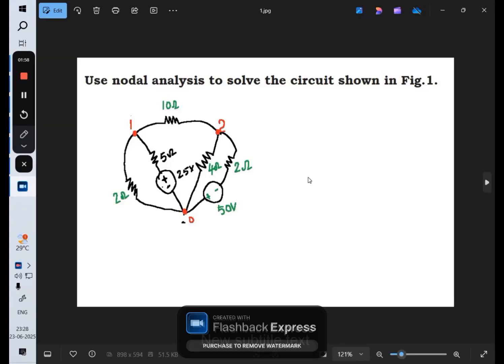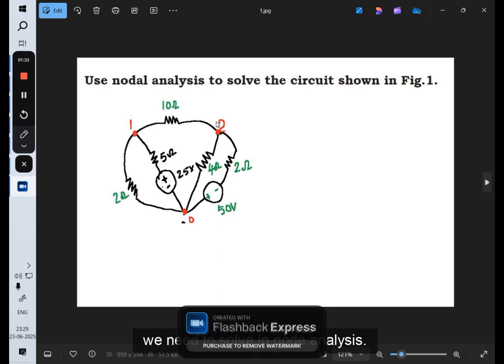Application on nodal analysis applied to solve a simple numerical problem. So here we need to find the voltage in node 1 and voltage in node 2. So that is the problem we need to solve.